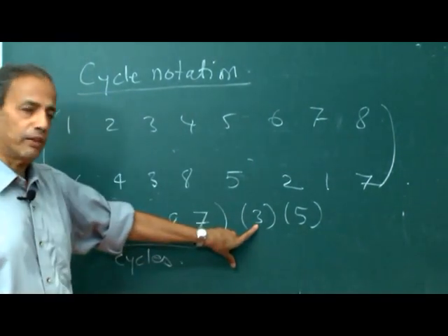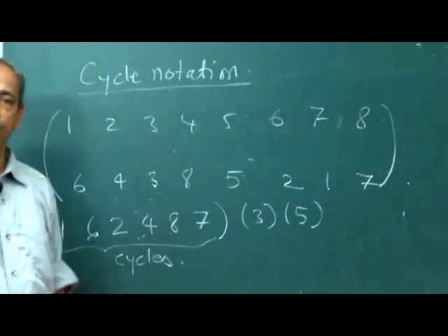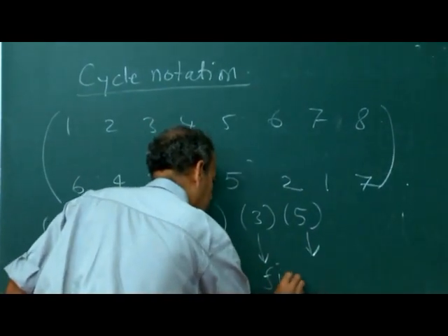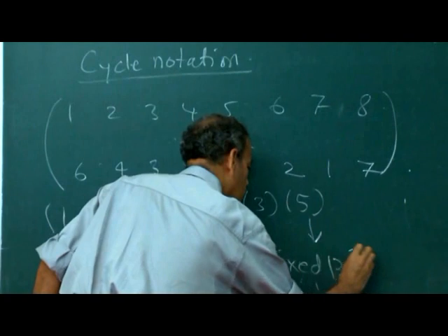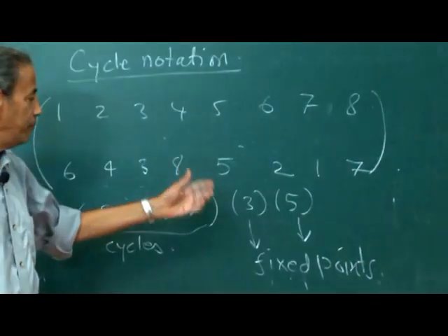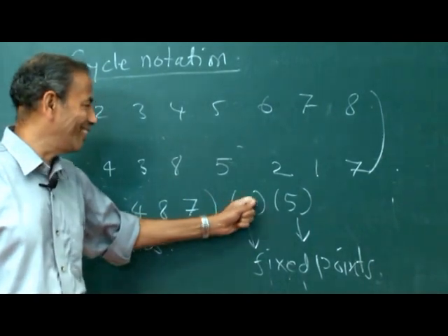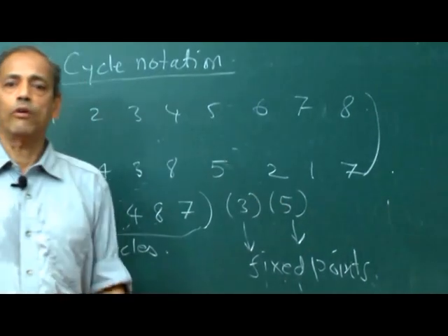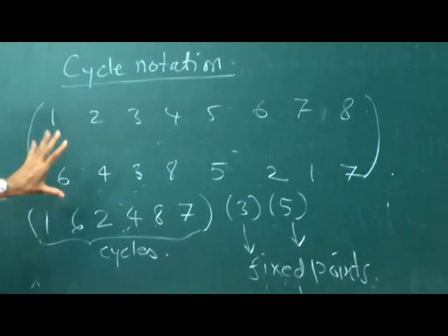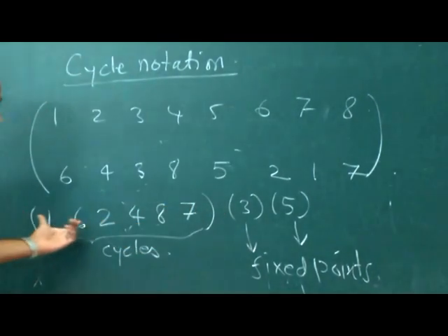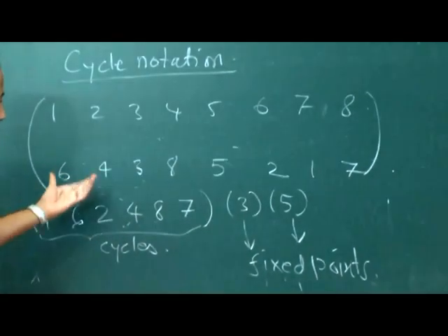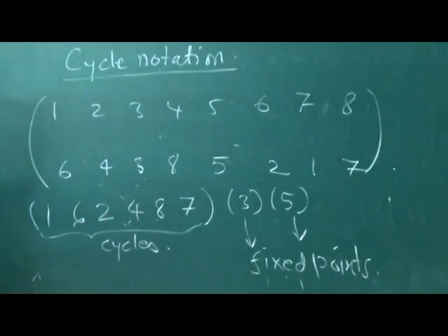This is a cycle of length 1. This is a cycle of length 1. So these cycles of length 1 are called fixed points. These are fixed points of the permutation. So that means the permutation fixes 3. So 3 goes to 3, 5 goes to 5. Okay, so looking at the cycle notation, we know exactly what the permutation is.